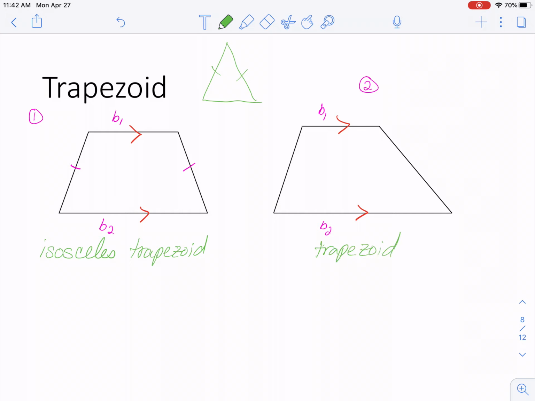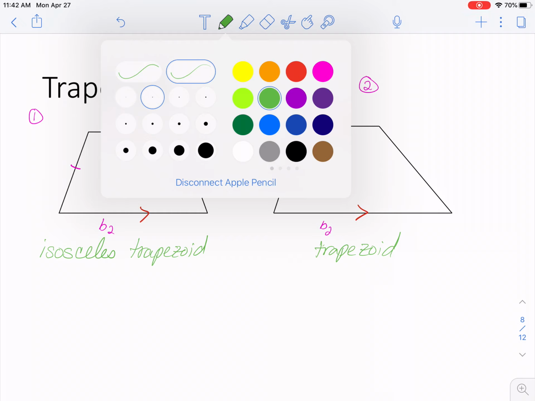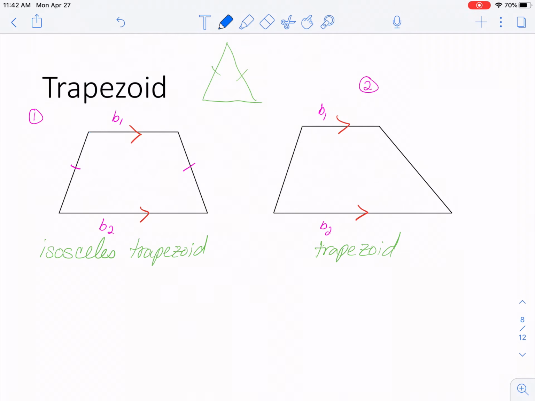Now, in a trapezoid, we don't just have the lengths of the sides. We also have a vertical piece that we identify as the height of the trapezoid. Because we know the top and the bottom are parallel lines, the height between base 1 and base 2 is the same throughout the entire thing. Okay? So, we're going to need that.